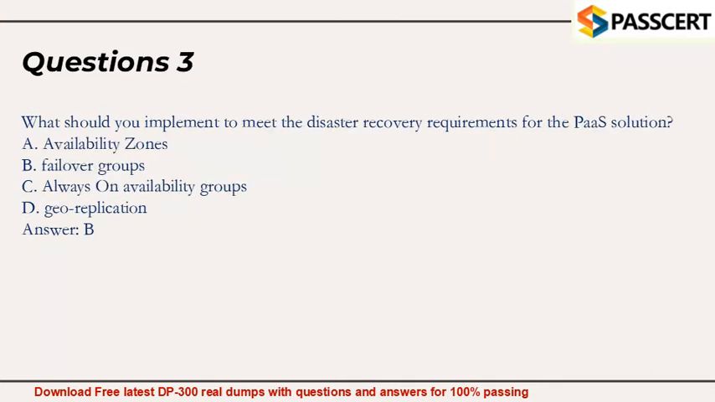Question 3. What should you implement to meet the disaster recovery requirements for the PaaS solution? A. Availability zones. B. Failover groups. C. Always On availability groups. D. Geo-replication. Answer: B.